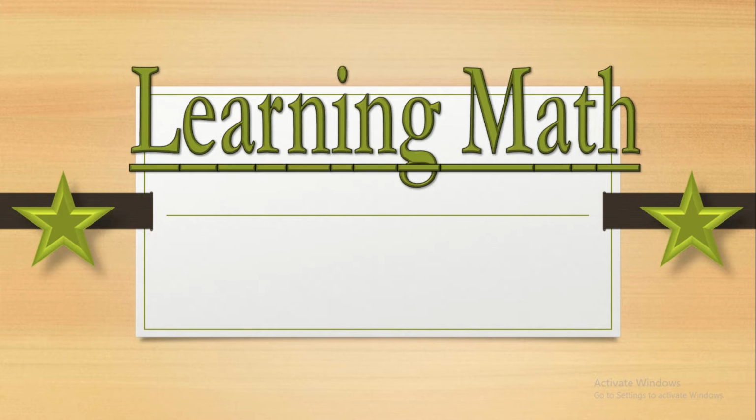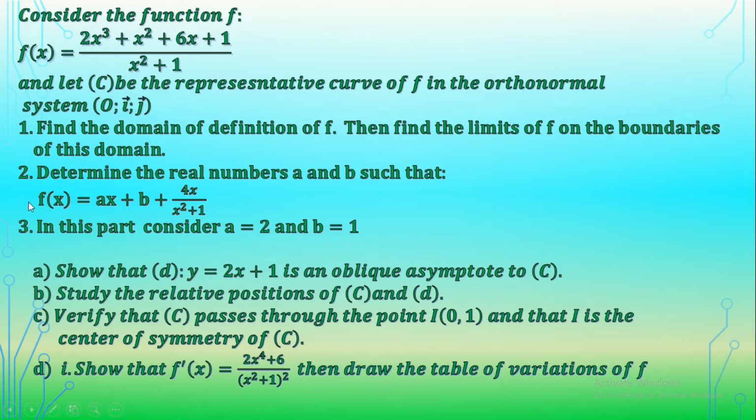In this video, we're going to solve an extra problem in functions for grade 11. Now let's start together. Consider the function f such that f of x equals 2x cubed plus x squared plus 6x plus 1 all over x squared plus 1. Let C be the representative curve of this function in the orthonormal system OIJ.